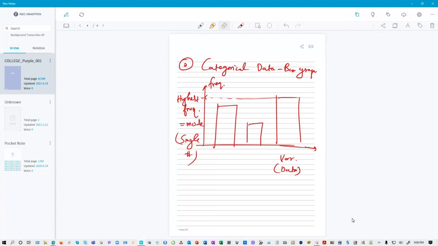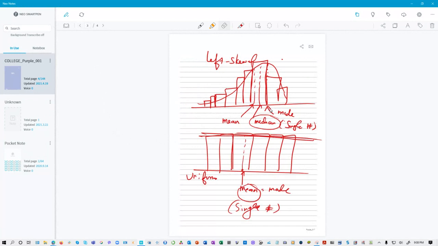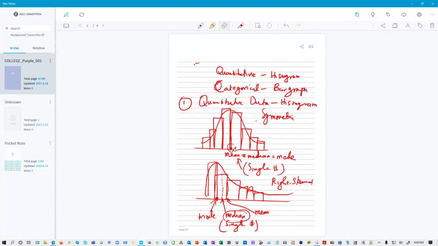You can make a prediction based on the mode. If you have something skewed, use the median. If it is symmetric, you use the mean. That's what I want to emphasize over here.